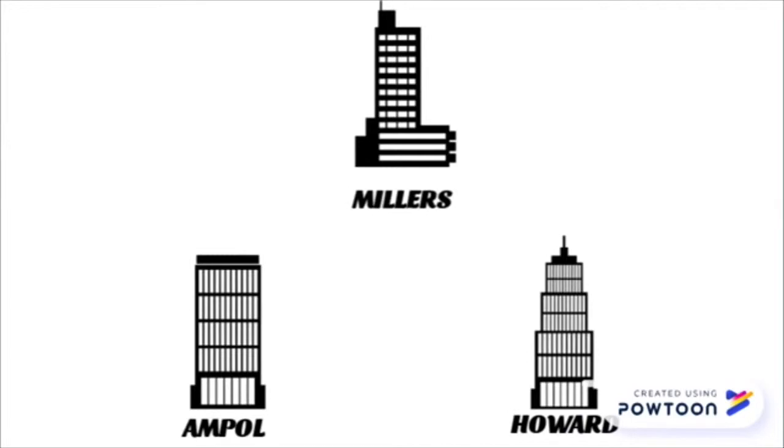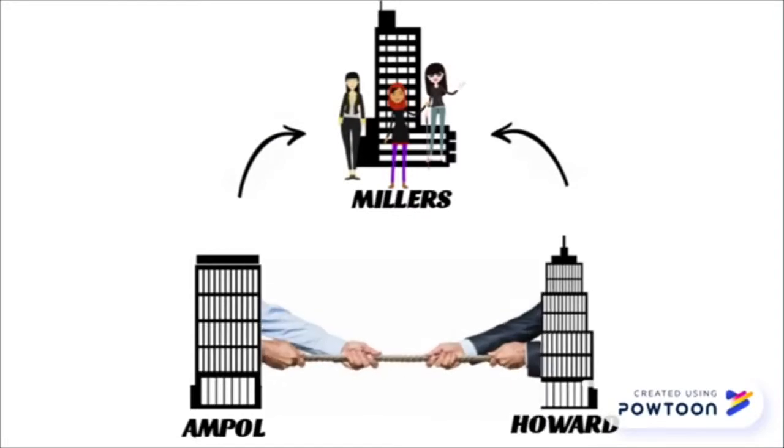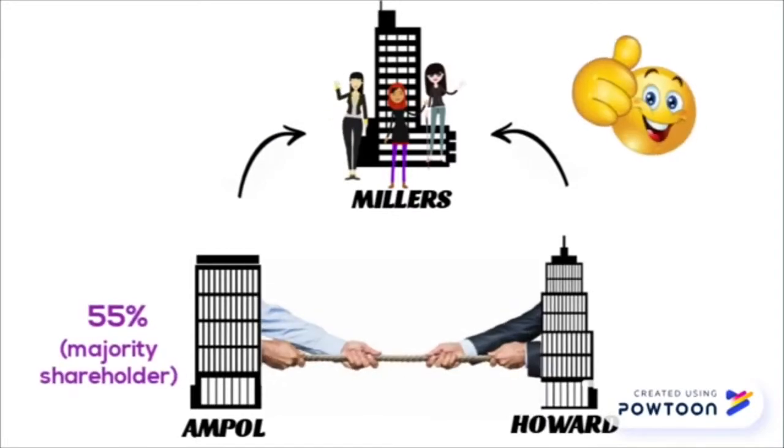There are three companies: Ampol, Howard and Miller's. Ampol and Howard were competing takeover bids for Miller's. Miller's allotted shares, favoring Howard's.